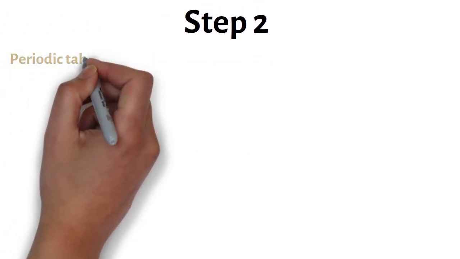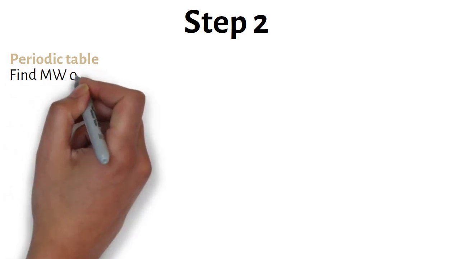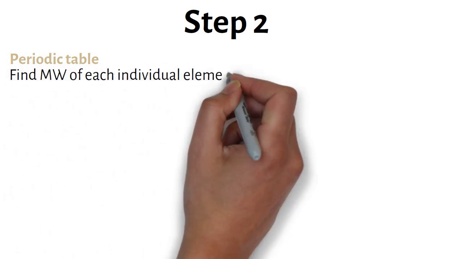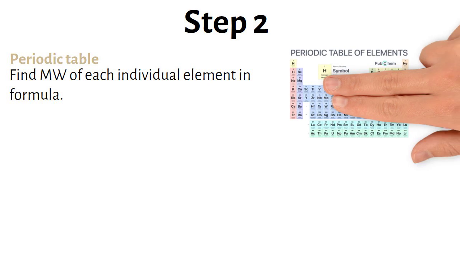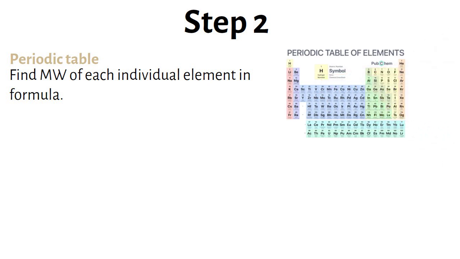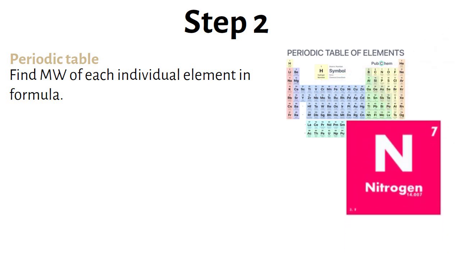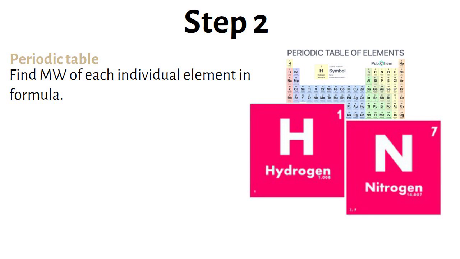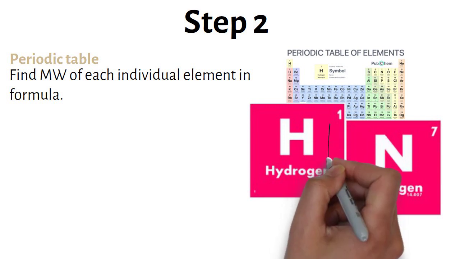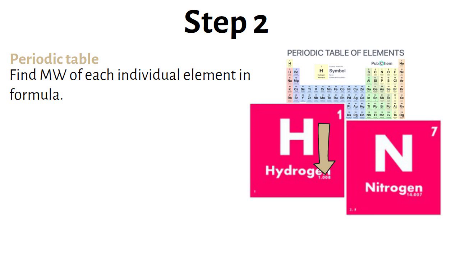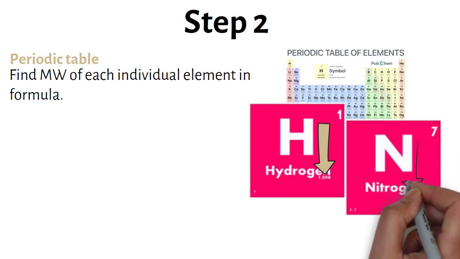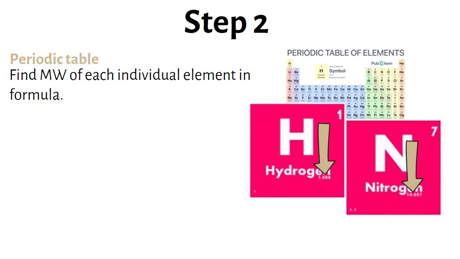In step 2, refer to the periodic table of chemical elements to find the molecular weight for each individual element from the given compound of NH3. The elements for ammonia are nitrogen and hydrogen. Upon looking at the periodic table, one can see that hydrogen has a molecular weight of 1 gram per mole, and nitrogen 14 grams per mole.